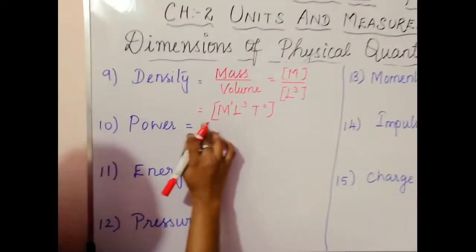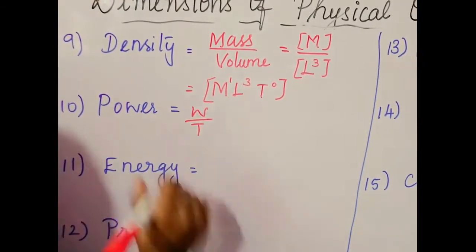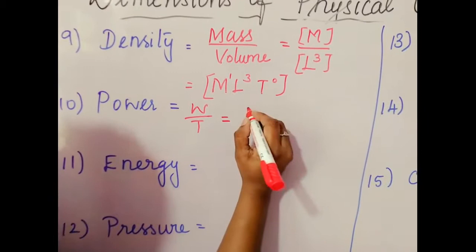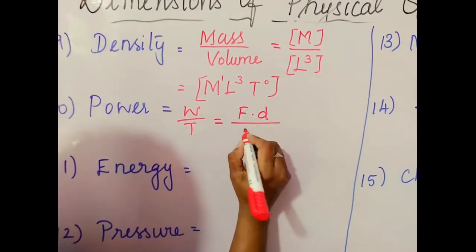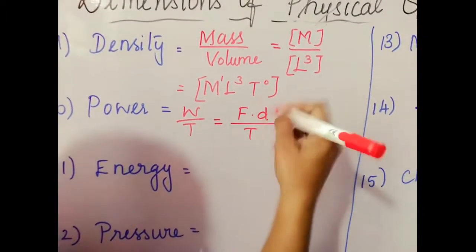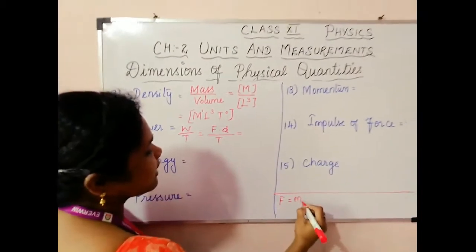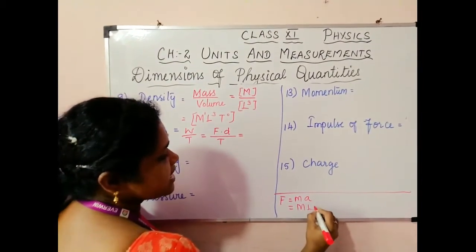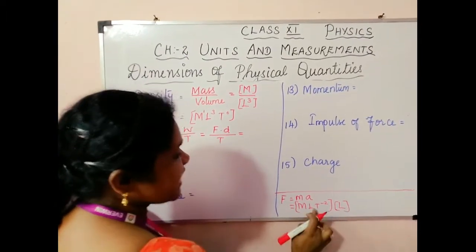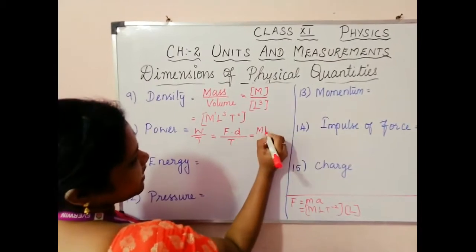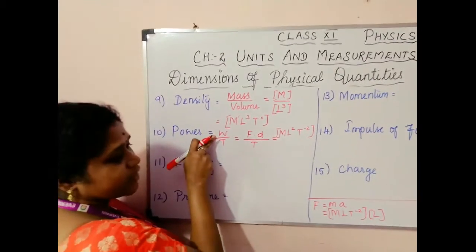Power is work done by time taken. So work done is force into displacement, which we have seen just now, divided by time. For force, F is equal to MA, that is M L T power minus 2, and for the distance L, so M L square T power minus 2. M L square T power minus 2 is the dimensional formula for work done.